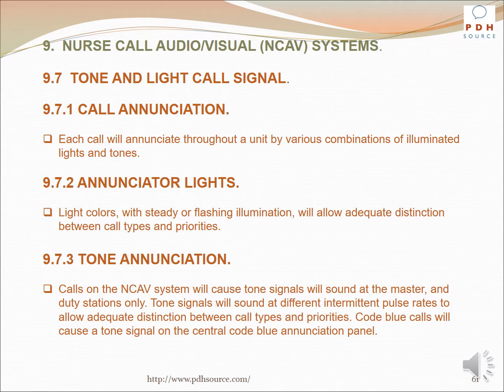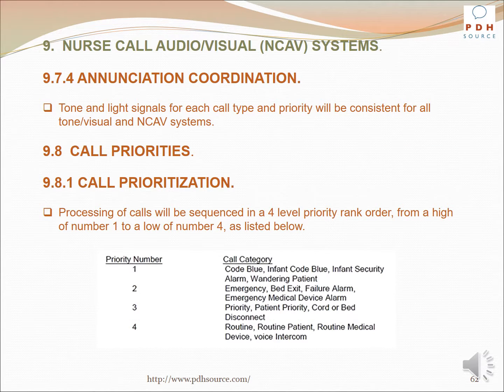Each call will enunciate throughout a unit by various combinations of illuminated lights and tones. Light colors with steady or flashing illumination will allow adequate distinction between call types and priorities. Calls on the NCAV system will cause tone signals, which will sound at the master and duty stations only. Tone signals will sound at different intermittent pulse rates to allow adequate distinction between call types and priorities. Code blue calls will cause a tone signal on the central code blue enunciation panel. Tone and light signals for each call type and priority will be consistent for all tone visual and NCAV systems.